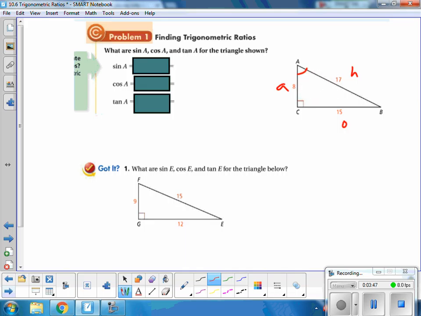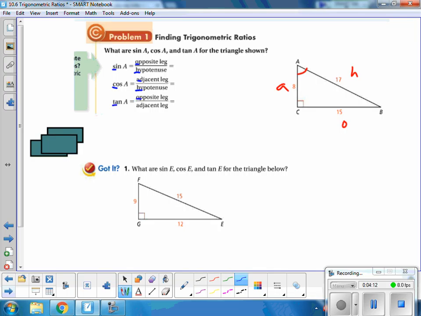Now, here's my little thing that I use to remember it. It's pronounced SOHCAHTOA. SOHCAHTOA. Oh yeah, you say it. SOHCAHTOA. This is where I get SOHCAHTOA from. Okay, and it plays out with these particular things. There's my SOH, and here's my CAH, and here's my TOA.